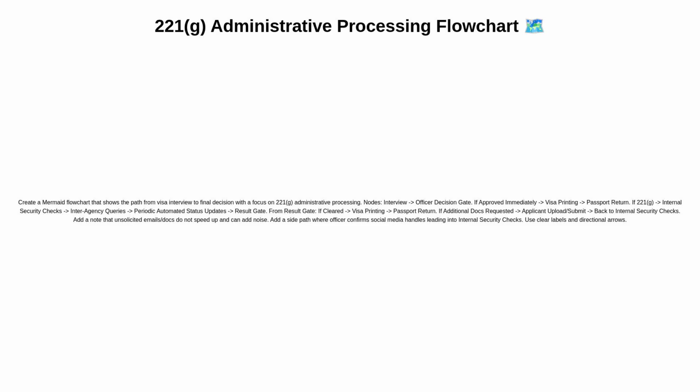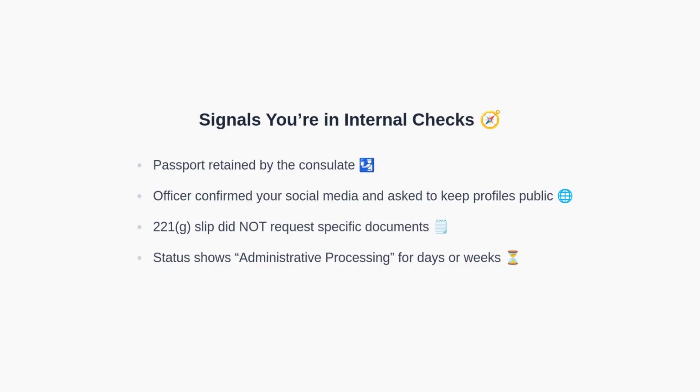There are several common signals that your case has moved into internal checks. If the officer kept your passport, it usually means that once checks clear, they can proceed to printing without needing you back at the window. If the officer confirmed your social media and asked that profiles be public, that suggests your digital footprint will be reviewed. If your 221G notice did not request any specific documents and your online status simply reads administrative processing for an extended period, that is entirely consistent with interagency checks in progress.